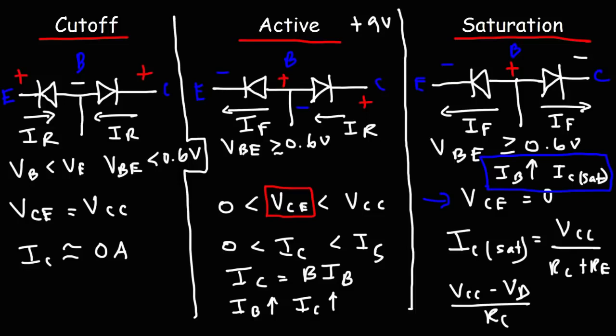Now, if you want to design an amplifier, if you want to make the most ideal amplifier, you want to create a midpoint bias type amplifier. That is when VCE is 1/2 of VCC and when IC is 1/2 of the saturation current.